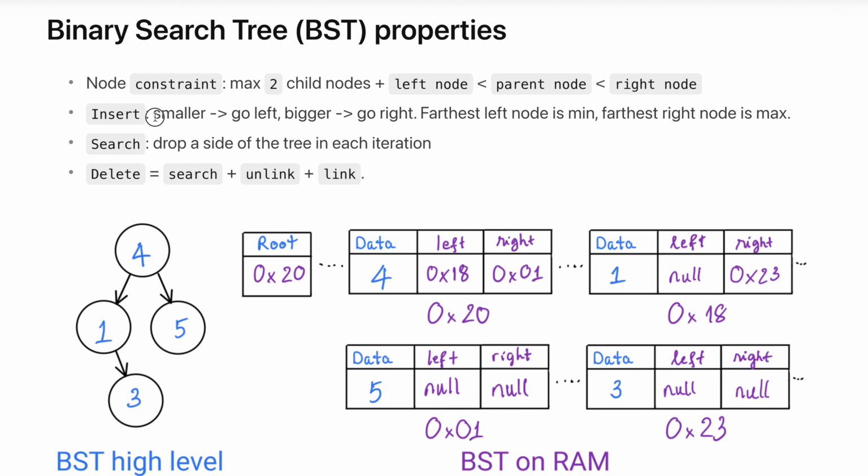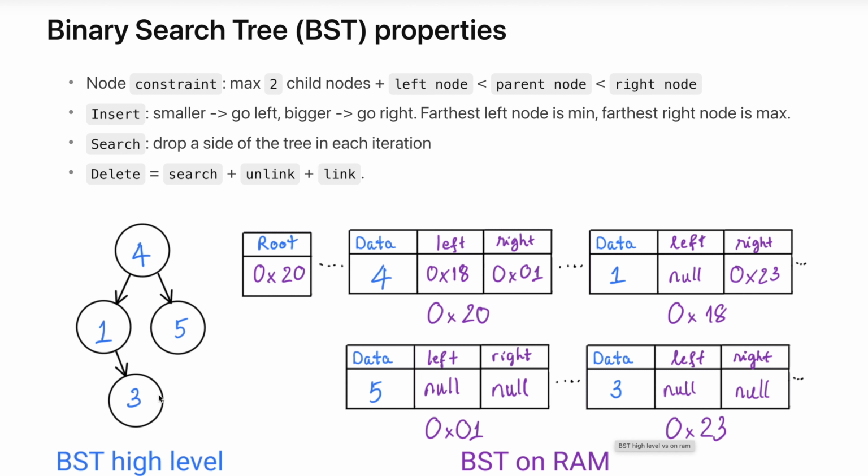For insert, if the node that we're inserting is smaller, we're gonna go left. If it's bigger, we're gonna go right. For example, I have a simple binary search tree here with a root node of 4. Let's imagine that 5 is not here and we want to insert 5 in our data structure. Then we're gonna compare 5 with 4, the root node, and we can see that 5 is bigger than 4, so we're gonna go right. So 4.right equals 5. Now imagine node 1 is not here and we want to insert it. We're gonna compare 1 with 4, and 1 is smaller than 4, so we go left. And then we have 4.left equals 1.